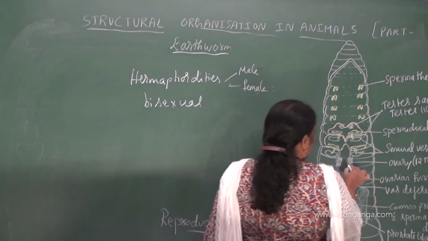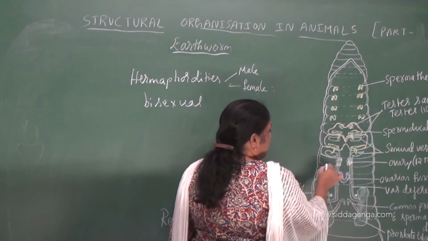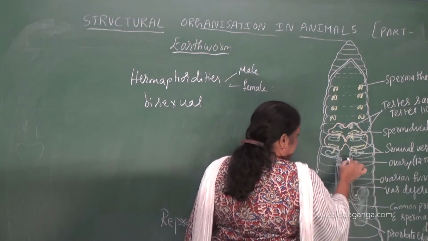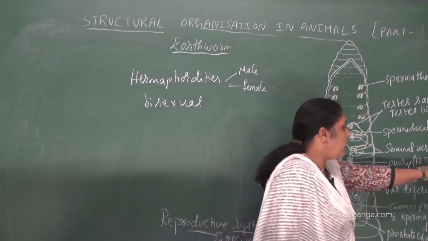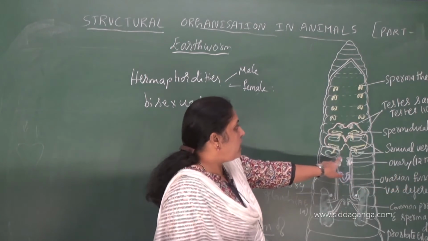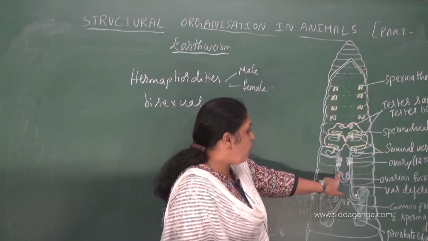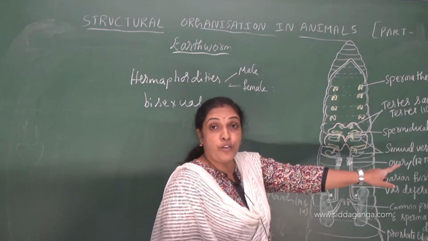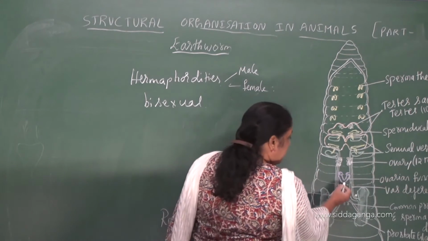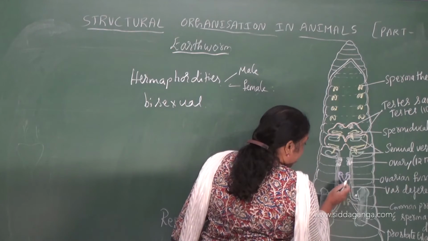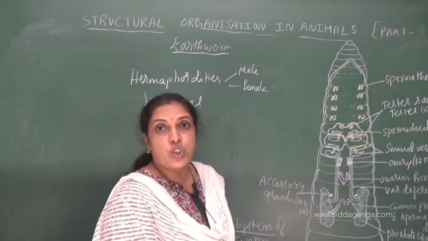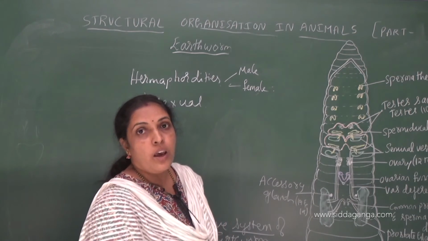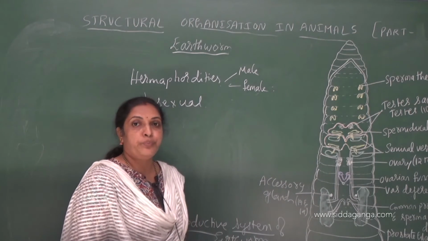Coming to the female reproductive system, between the 12th and 13th segment we see a pair of ovary, and the ovarian funnel is seen in the 14th. A single opening is seen in the mid-ventral region, and that represents the female genital pore.